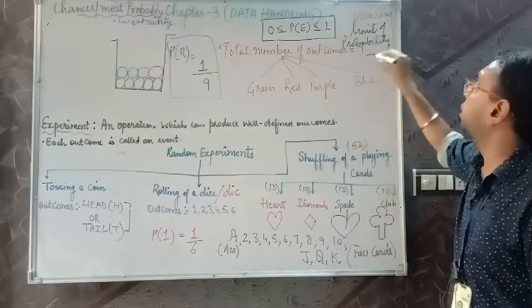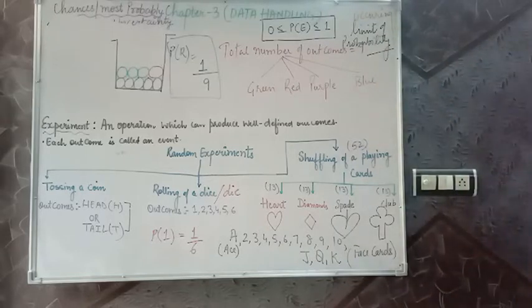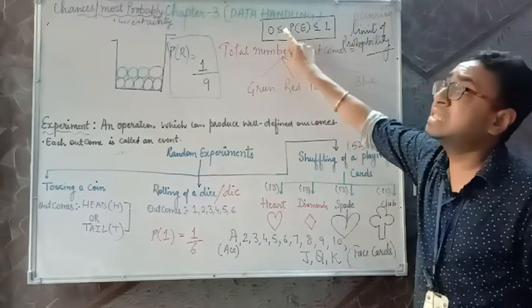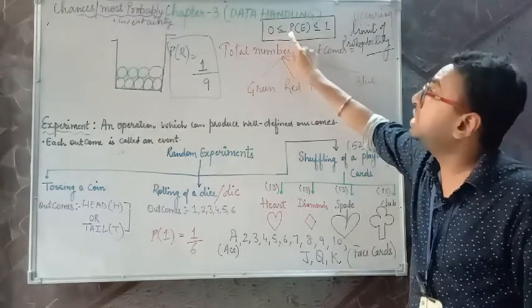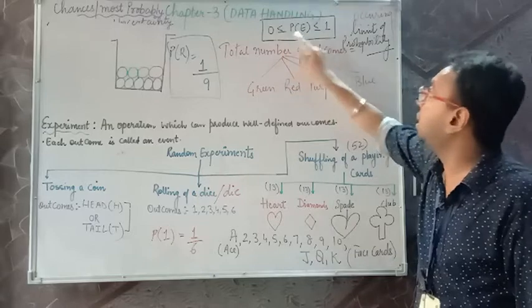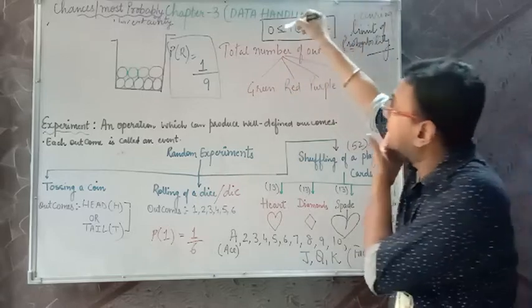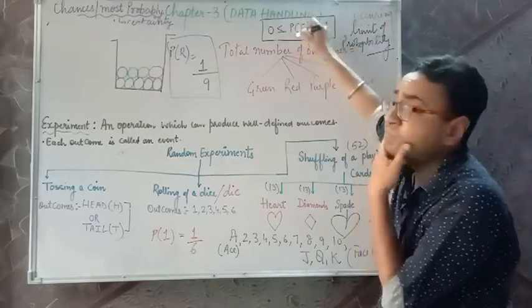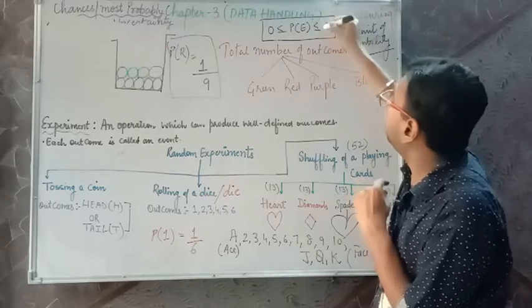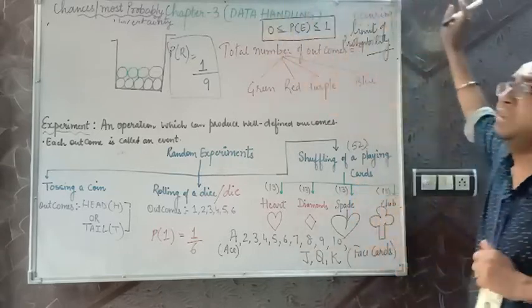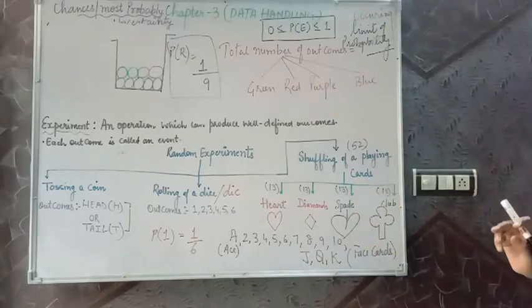This is an important question, a very famous question. What is the limit of probability? That probability always lies between 0 and 1. It is greater than or equal to 0, but it is less than or equal to 1. Are we clear? Any doubt anyone is having with this?